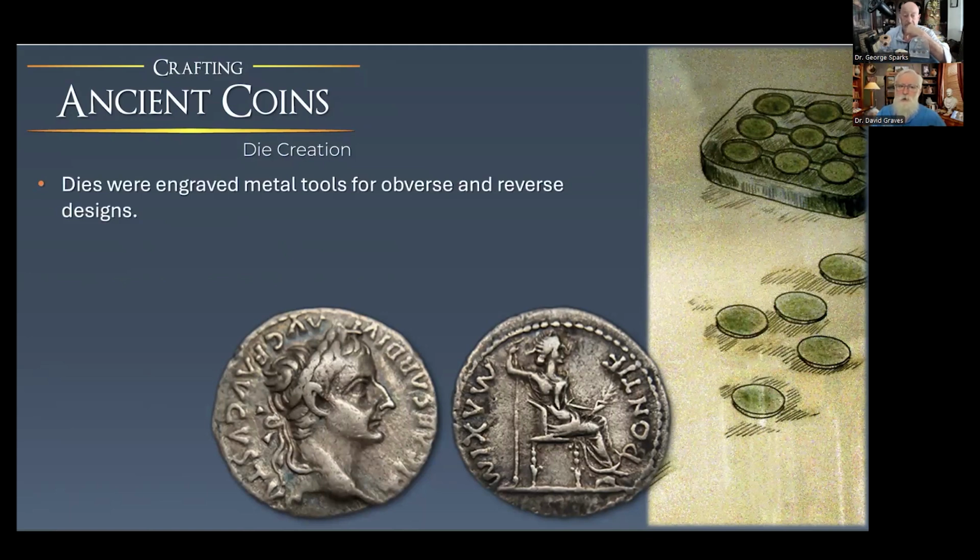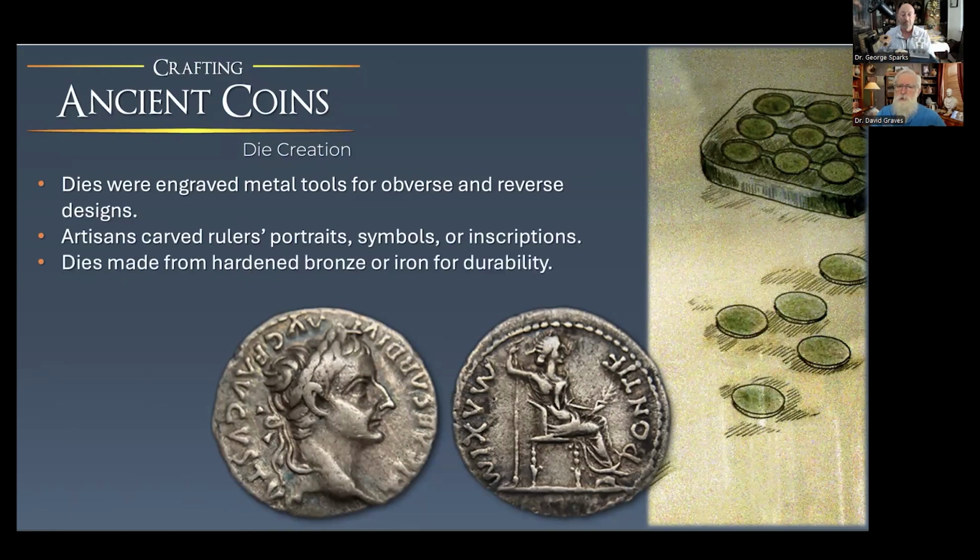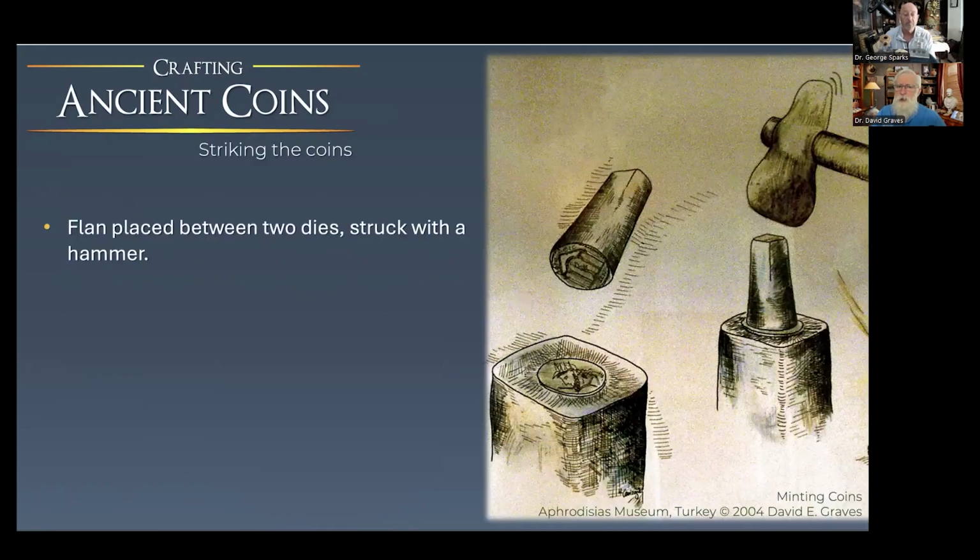So the dies were engraved, and they would put these on the stamp, and then they would hammer those onto the obverse and the reverse with the different designs. Artisans carved the rulers' portraits and symbols or inscriptions. The dies were made from hardened bronze or iron for durability, and they reflected, as I said, the political and religious messages. And then they would strike the blanks, as we see here in the image. These are drawings that were taken from the Aphrodisias Museum in Turkey when I was there in 2004. They had a nice display showing how these things were made. They strike it with a hammer, with multiple strikes sometimes, to ensure a clear impression on the coins.